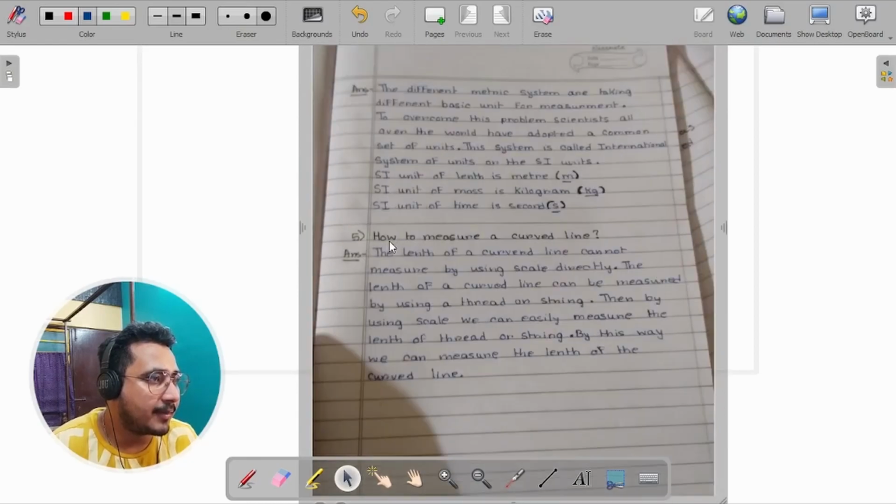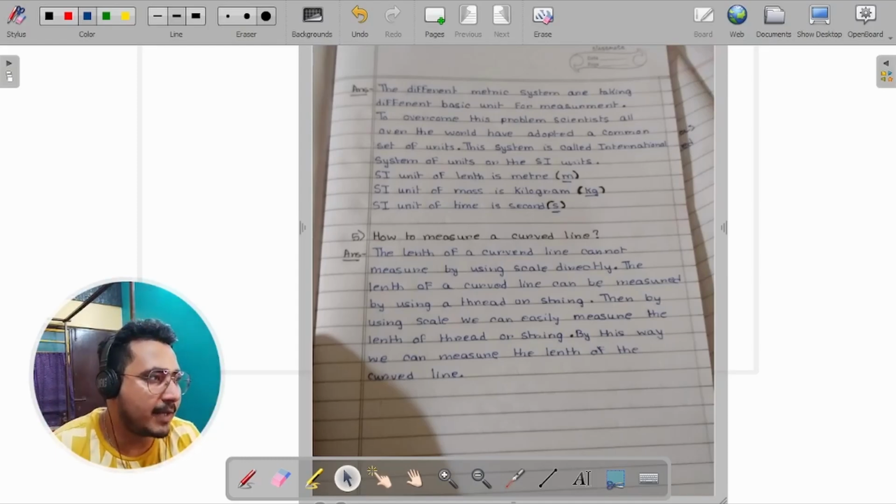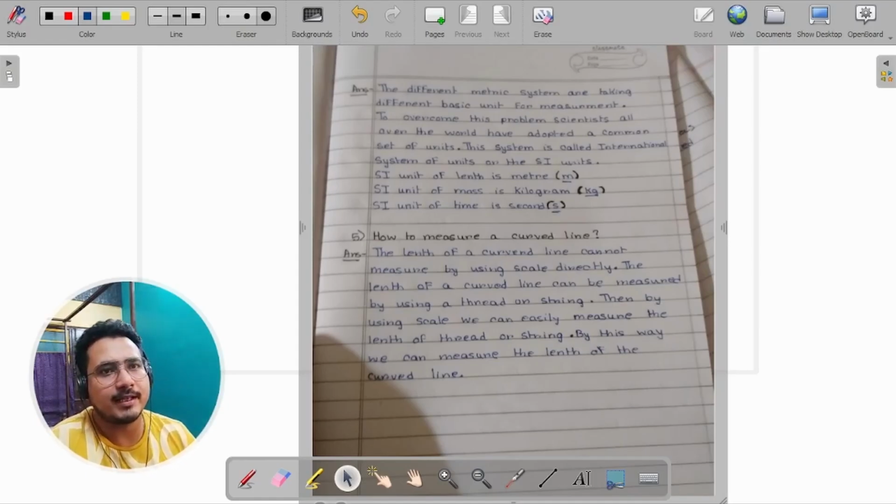Okay. How to measure a curved line? You know that, right? Actually, it is very easy. For a curved line, we cannot use the scale directly. What we should do is take a rope and place the rope on top of the curved line, then stretch the rope and take a scale or measuring tape and measure the length of the actual rope. That's how we get the length of the curved line. That is actually easy.